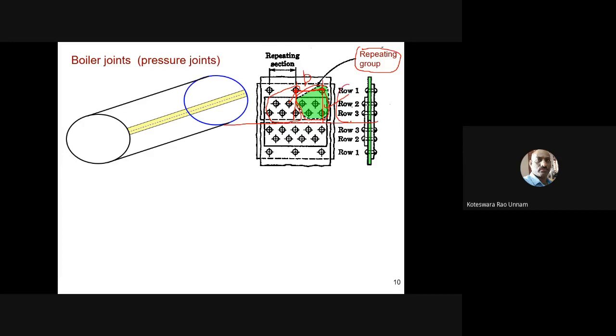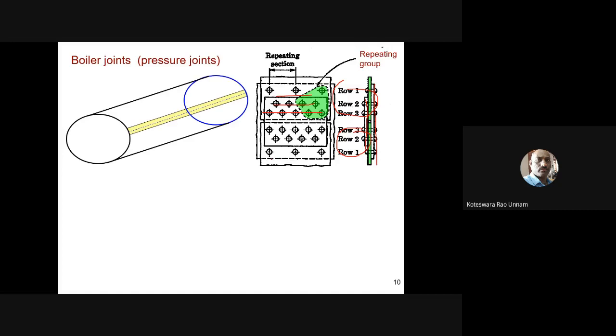There are 3 rows in this. You can clearly see that in the joint there are 3 rows. So we'll call it a triple row butt joint with 2 unequal cover plates, which have unequal lengths here. So unequal cover plates with 3 rows for each plate. For the top plate it is 3 rows. Even for the bottom plate there are 3 rows of rivets.